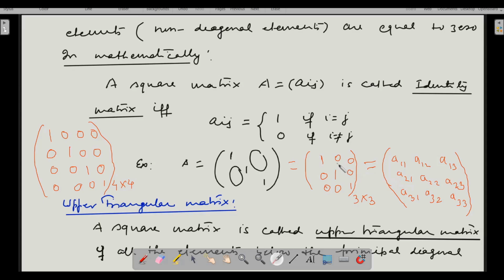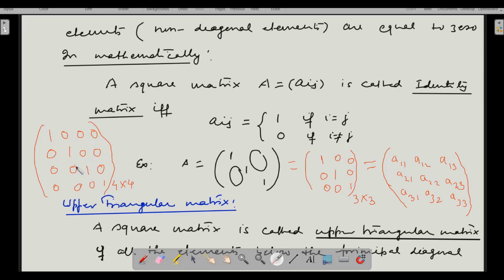So all the diagonal elements, for which i equal to j, a11 is 1, a22 is 1, a33 is 1. So i equal to j will be equal to 1, and if i is not equal to j, for example here i is not equal to j, here also, and here also, all those elements will be equal to 0. All those elements will be equal to 0 where i is not equal to j.